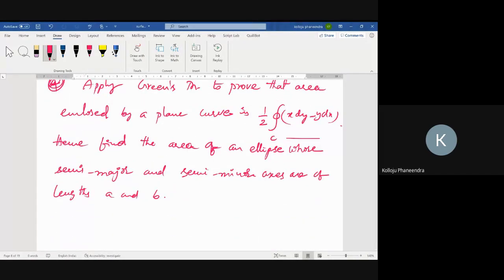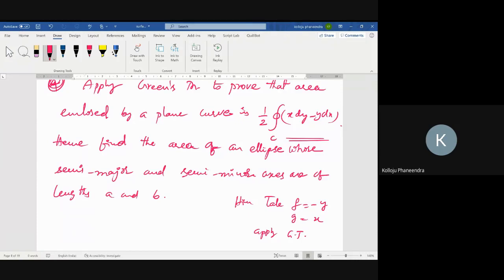For the fourth problem, I am giving a hint. Consider this integral first. Forget about the half. This is of the form f dx plus g dy. What is the hint? Take f equal to minus y, g equal to x. Apply Green's theorem. That's it. You will get this value.